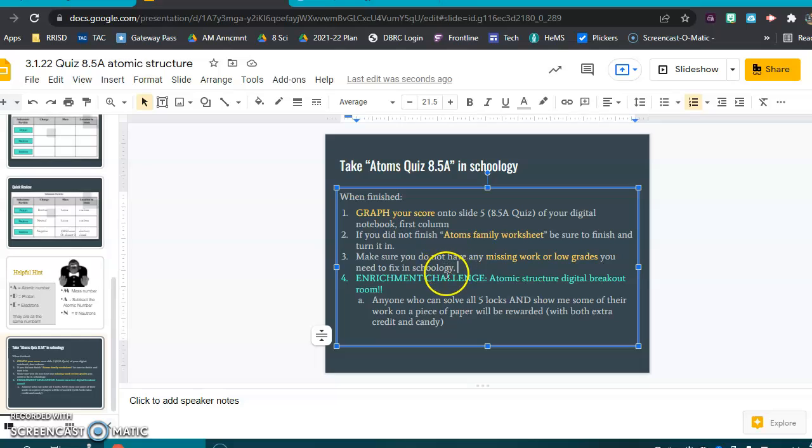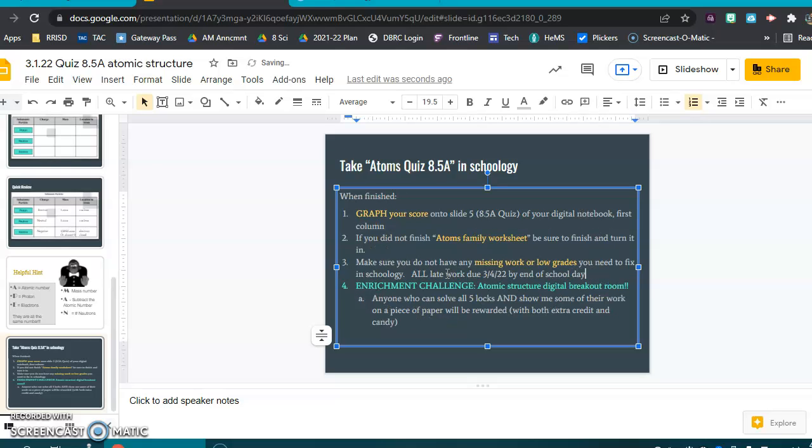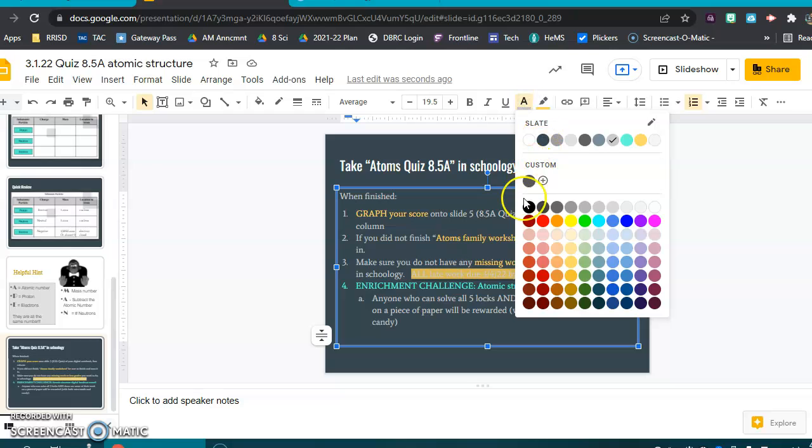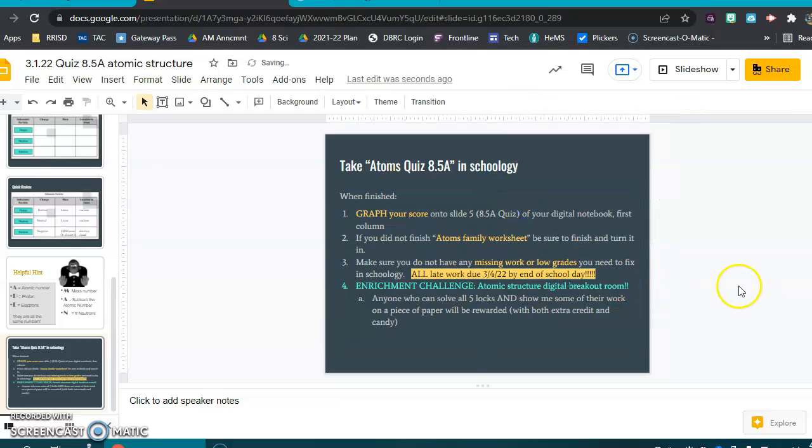Please remember, all late work is due this Friday. So I'm going to add that all late work is due 3/4/22 by end of school day. We want to make sure everybody remembers that because that's really important, so that we have the chance to grade it and we can get your grades all settled before the weekend. So please make sure you've got that all taken care of. Let's make my print black so we can see that. There we go. All late work is due. So that's just a reminder for everybody.